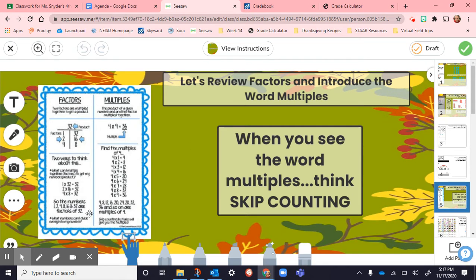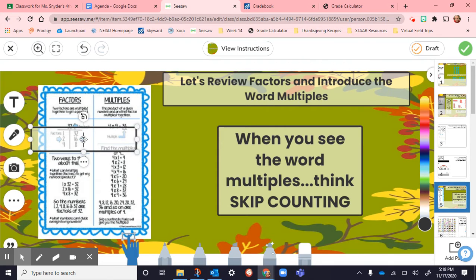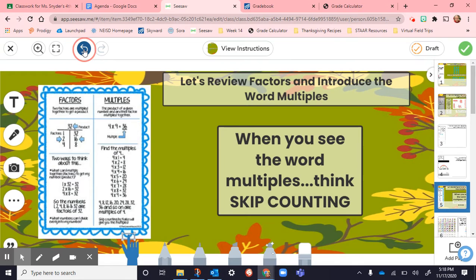So we reviewed factors. So remember, a factor is something that you multiply together to get a product. So here, the factors of 32: 1 and 32, 2 and 16, 4 and 8. Because we're multiplying them together to give us 32, those are the factors of 32. So we went over this, and then today we introduced the word multiples.